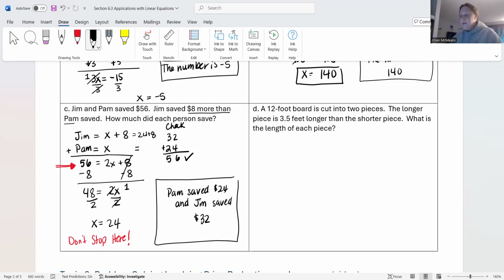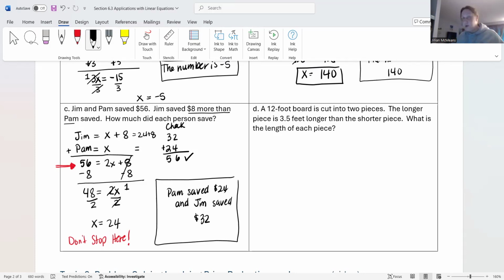Okay. So last up for this video, we have part D. It says a 12-foot board is cut into 2 pieces. The longer piece is 3.5 feet longer than the shorter piece. What is the length of each piece? I'm having a hard time talking tonight, y'all. Okay, so we can understand we have 12 feet of a board.